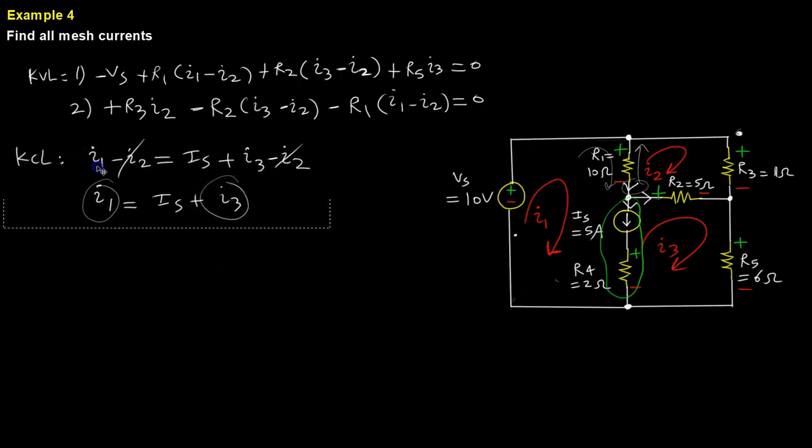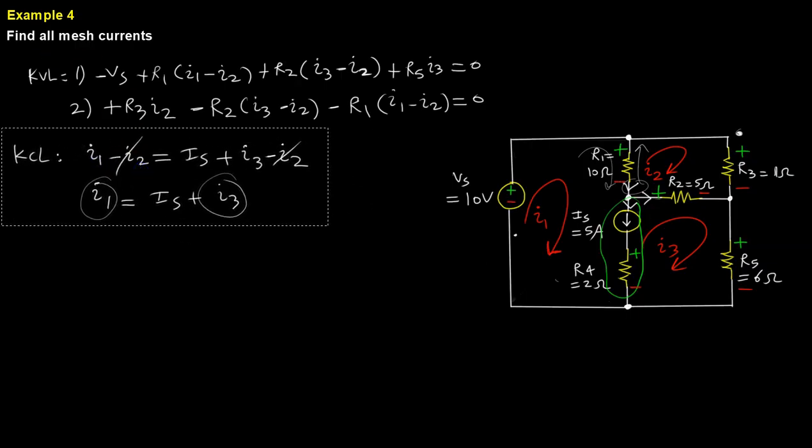So now we have 3 equations and 3 unknowns. Let's move everything to one side and have only coefficients times the currents. I'm going to stop the video and do that.